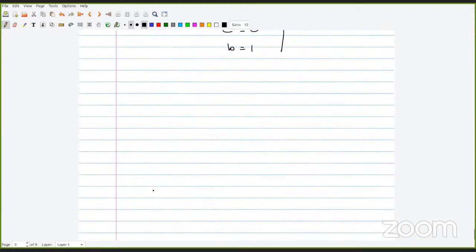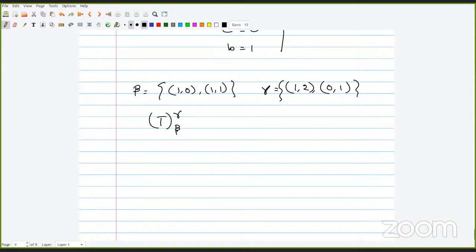Now suppose some matrix is given. Suppose for 2 vectors, 2 bases are given. I am taking a general case. 1 0 and 1 1. Let us do it for R2; you can generalize it for R3 also. Here I am taking 1 2 and 0 1. So 2 defined bases, and with respect to these 2 bases, I have given some matrix representation with respect to beta and gamma. Beta for domain and gamma for codomain. I have got some matrix 1 comma 1 3 2 4.